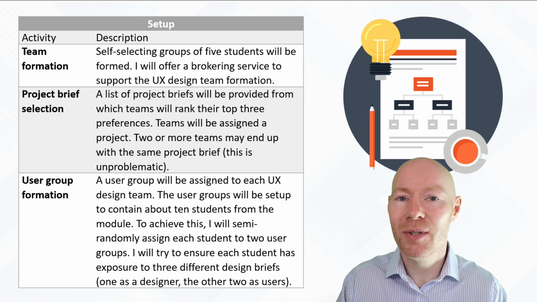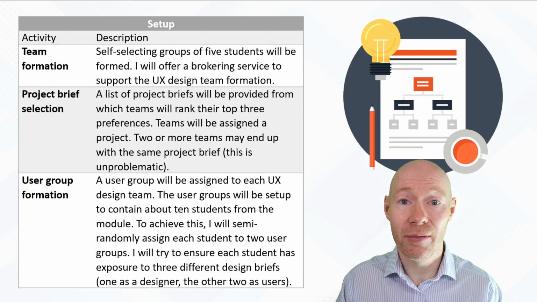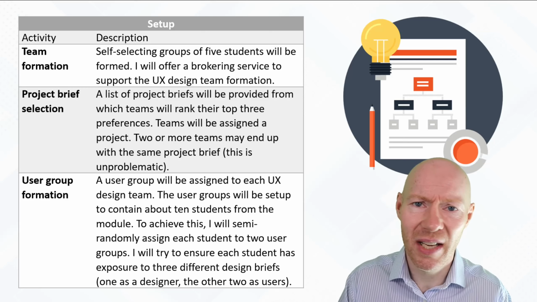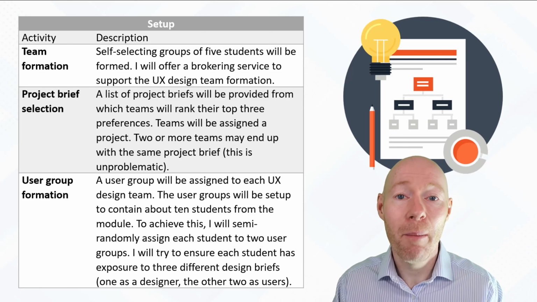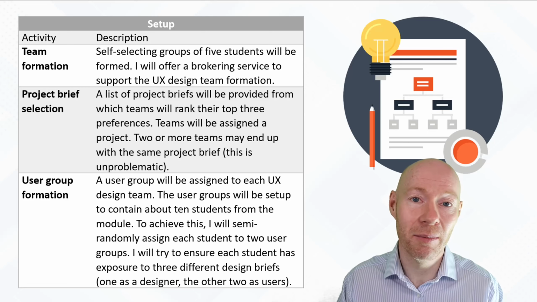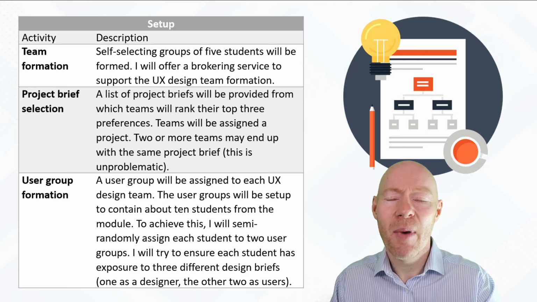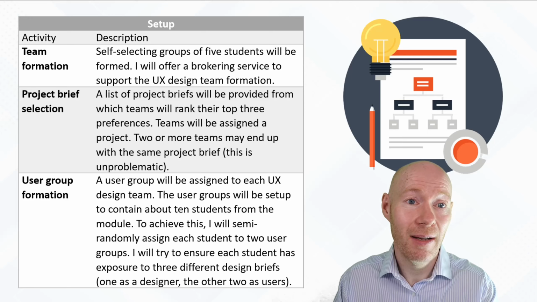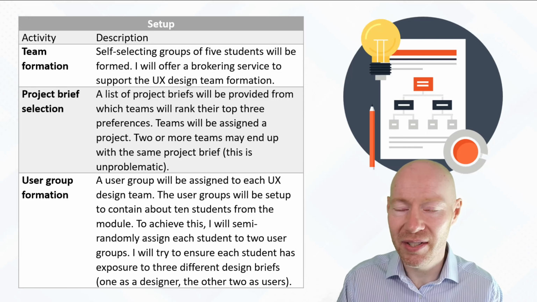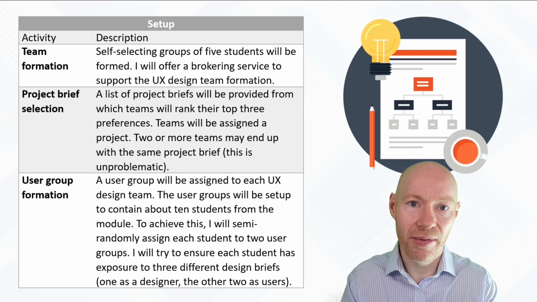Once you're into teams, I will then release a list of different project briefs. So there'll be 10, 15 or so of those. And I'm going to ask teams then to pick their top 3 and to rank them in terms of first, second and third preference. Now, I'm hopeful that most teams will get their top preference. If not the top, absolutely the second. It's not an issue if 2 teams end up with the same project.